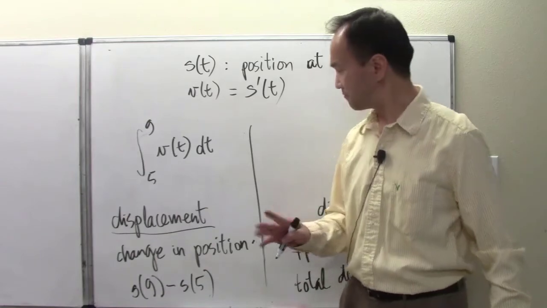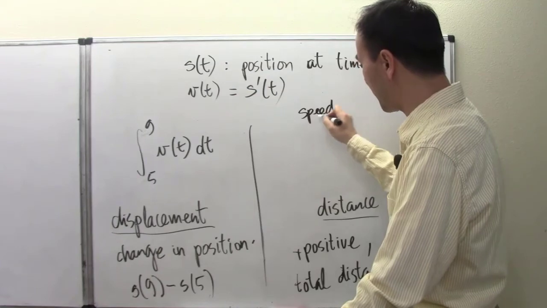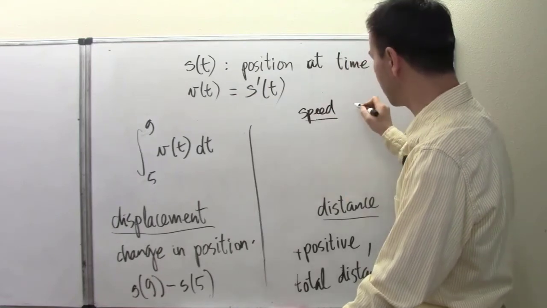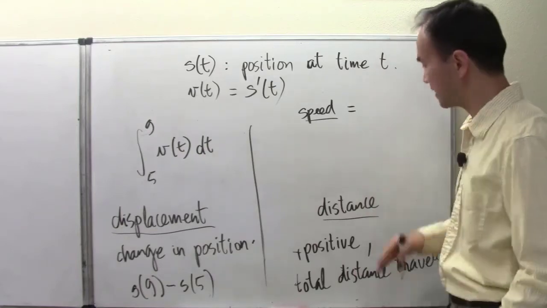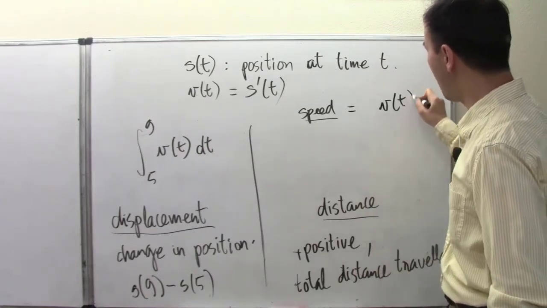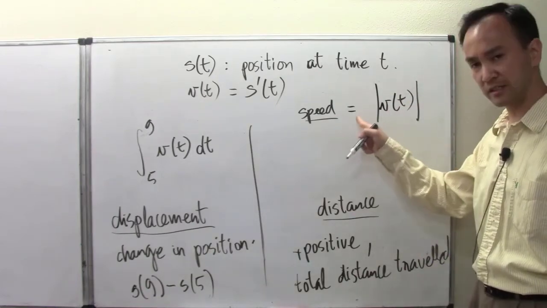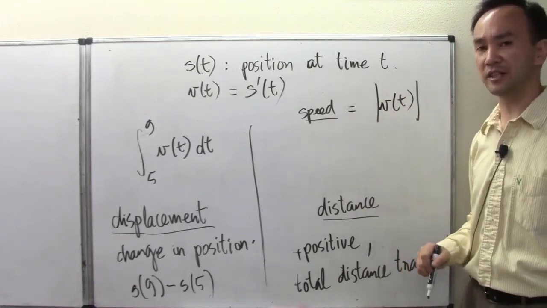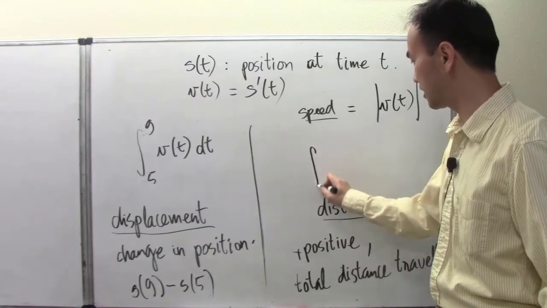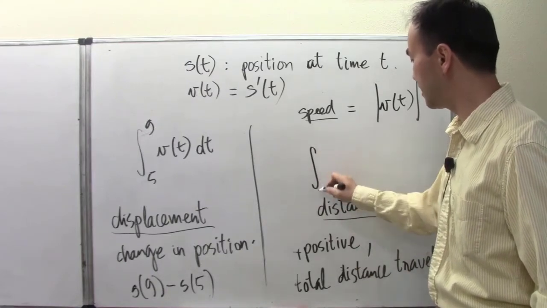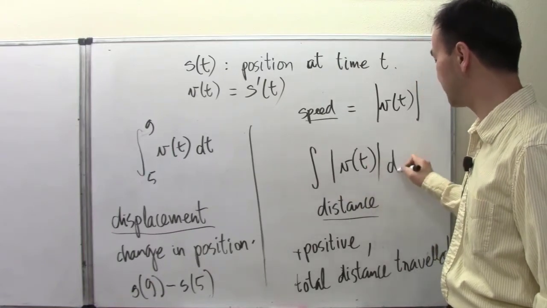Now, speed, as I pointed out earlier, is quite different from velocity, but it's related. Speed is always the positive of velocity. Mathematically speaking, speed is the absolute value of velocity. And so to find distance, we're going to take the definite integral of the speed function, defined as the absolute value of velocity.